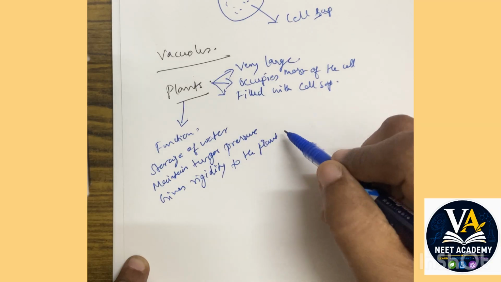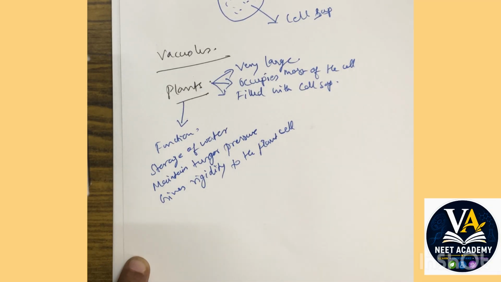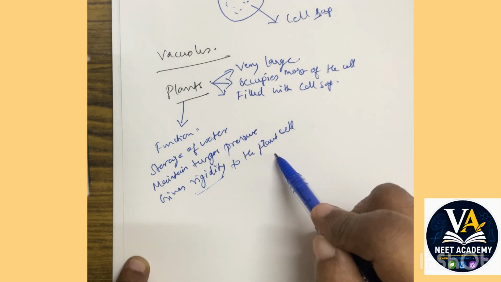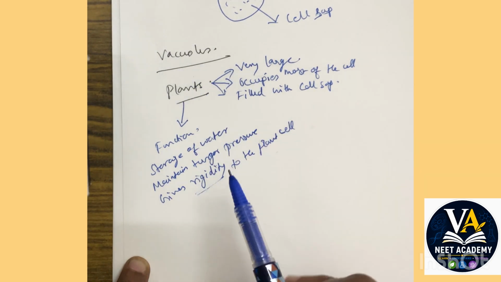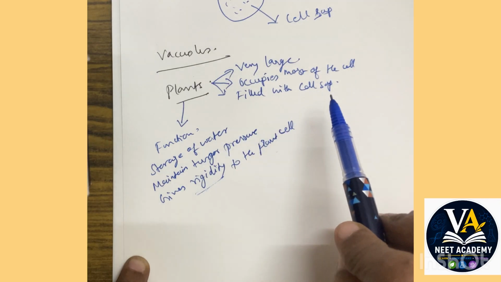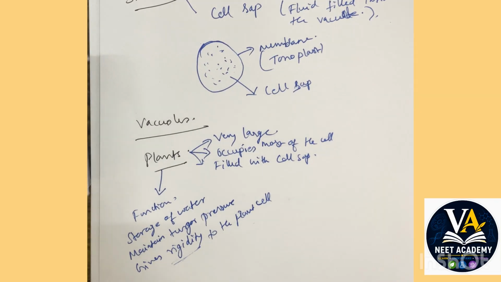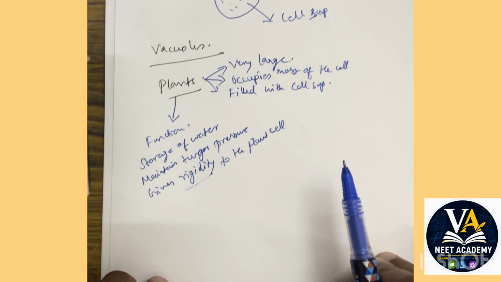So I told you the plant stands firm and upright, isn't it? This rigidity of the plant cell comes from the vacuoles, because they are very large, occupy most of the cell, and are filled with cell sap. Okay, right? So this is about the vacuoles present in plants.